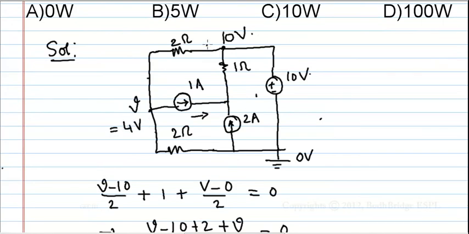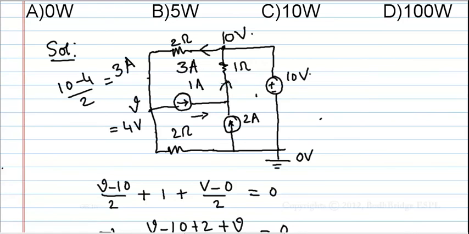Now we will calculate the current in this branch, which is the difference between the voltages at this node and at this node, divided by this resistor value. That is (10 minus 4) by the resistor value, which is 2, nothing but 6 by 2, which comes as 3 amps. So the current along this direction is 3 amps.